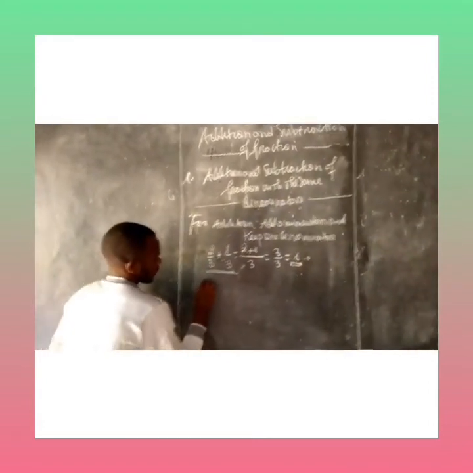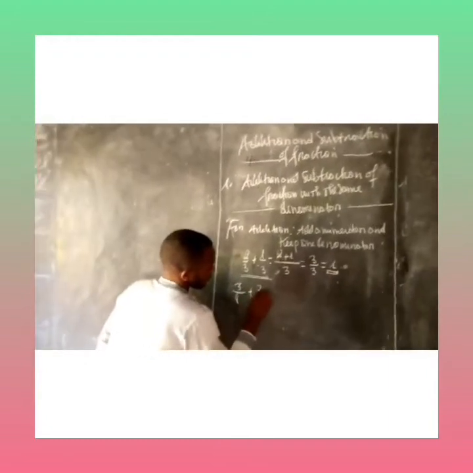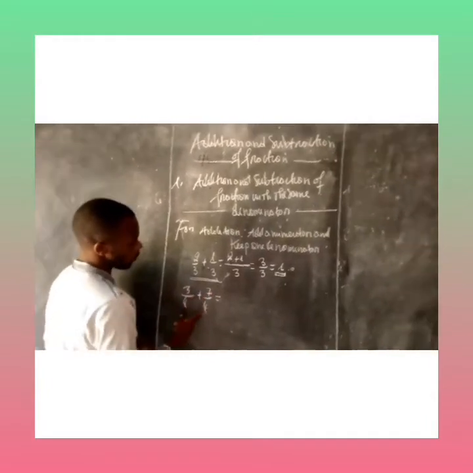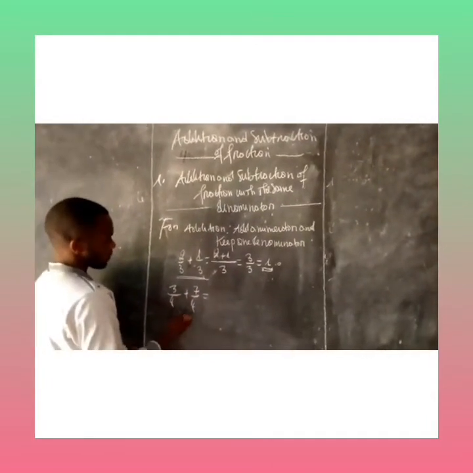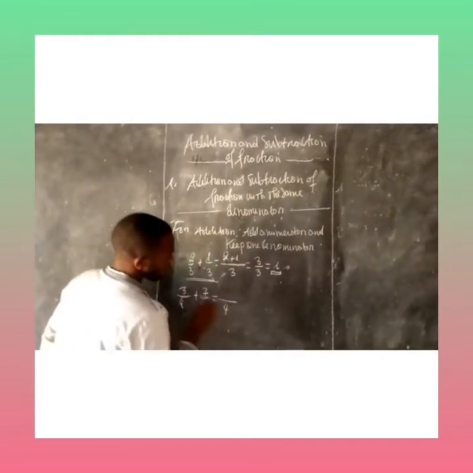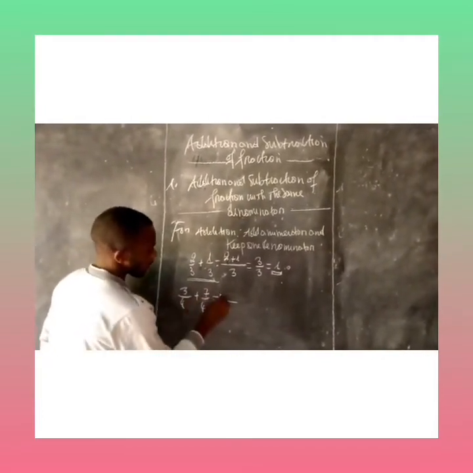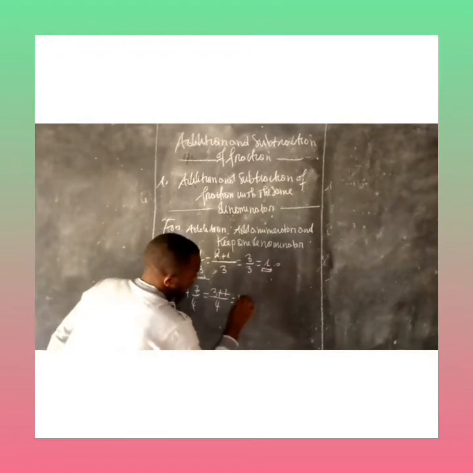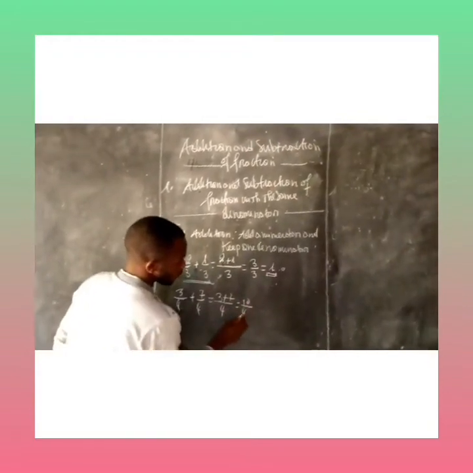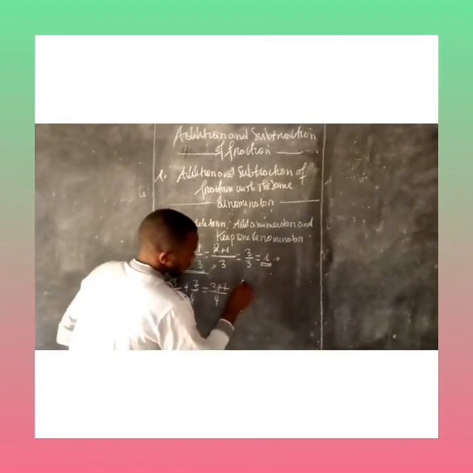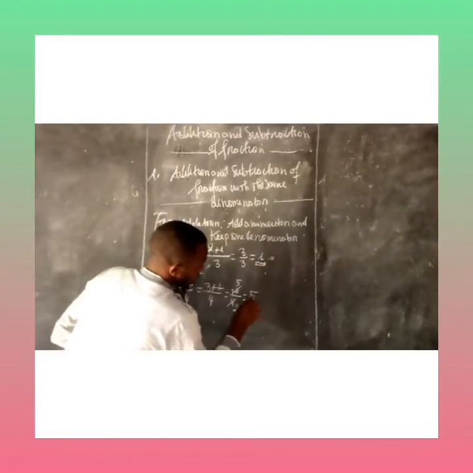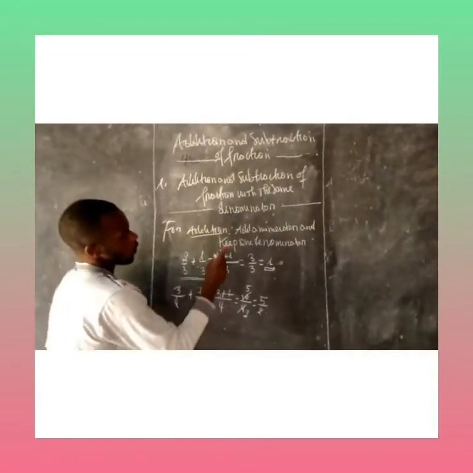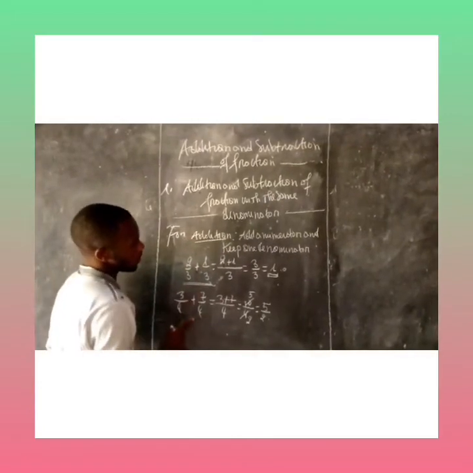Another example, 3 over 4 plus 7 over 4. The first fraction is 3 over 4, the second is 7 over 4. The denominator of both fractions is equal to 4. So you write 4 and now add the numerators: 3 plus 7, we get 10 over 4. You simplify 10 and 4 by 2. Here we get 5, here we get 2, and the fraction becomes 5 over 2. This is easy, how to find the addition of fractions where the denominator is the same.